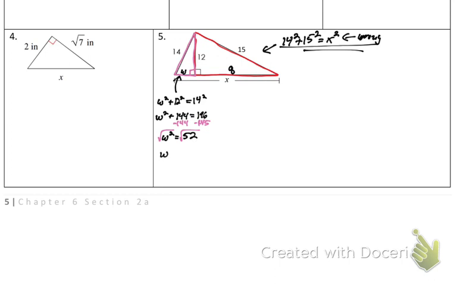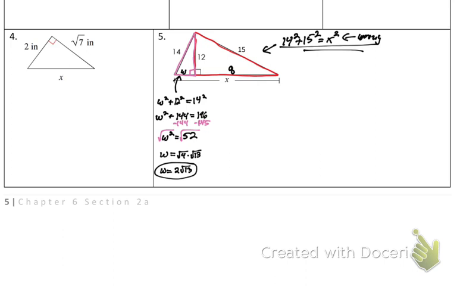I'll have W equals, is there a perfect square that goes into 52? 4 goes into it? How many times does 4 go into 52? You're saying 13 times. Is there a perfect square that goes into 13? No, so 4 is probably the biggest one that goes into it. So we're going to have square root of 4 times square root of 13. Our W equals 2 square root of 13.